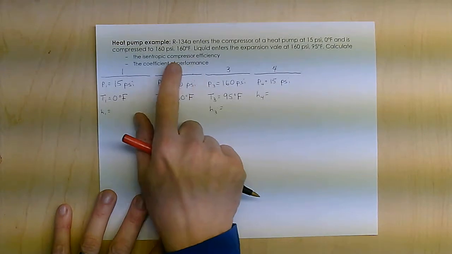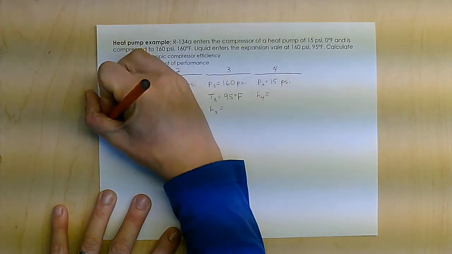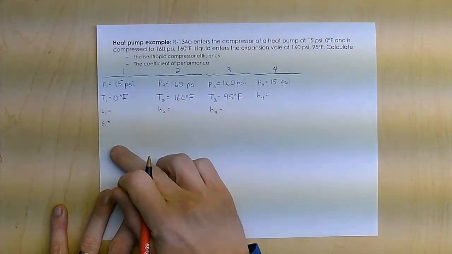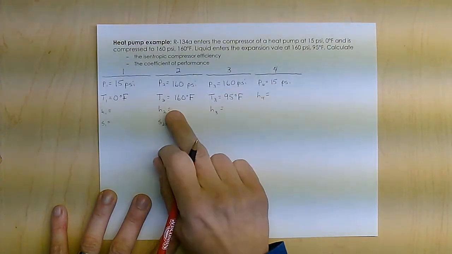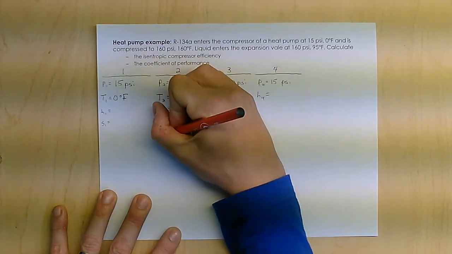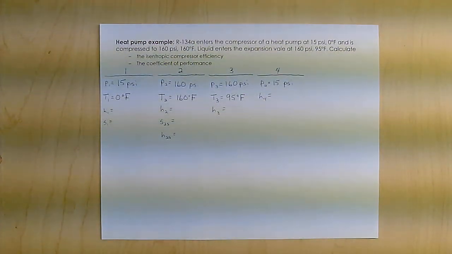But the other thing, because I want to know the isentropic efficiency, I'm also going to have to look up my entropy here and set that equal to the isentropic entropy here to then look up H2S. Okay, so let's go ahead and get started.